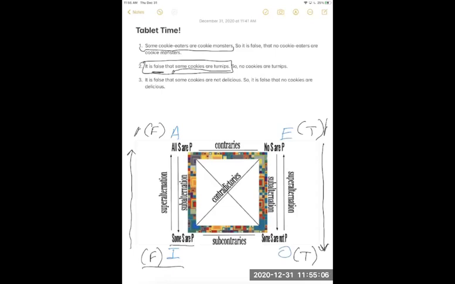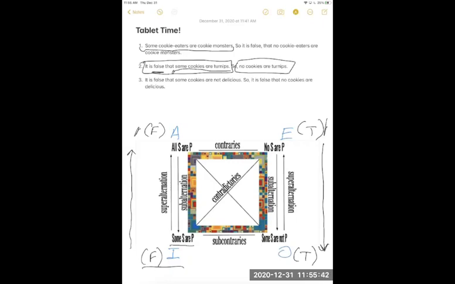Now that that's done, we return to the argument and we look at the conclusion. No cookies are turnips. So that is an E statement, right? And it doesn't say that it's false. So whenever it doesn't say it's false, you assume that it's true. So that means that we're looking at a true E statement. Okay, well, what does the square say? Oh, look at that. A true E statement. That means that this argument is once again valid.